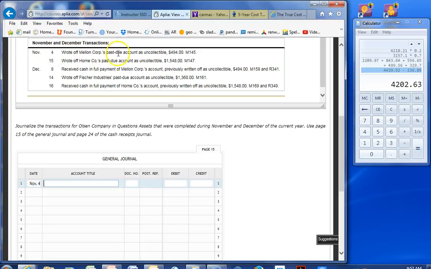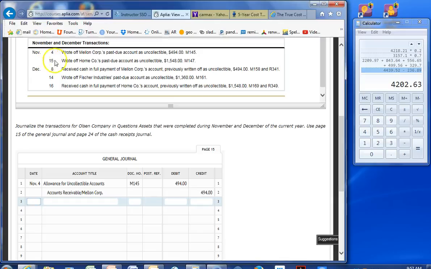Okay, November 4th. Wrote off Mellon Corp's past due accounts as uncollectible. So allowance for uncollectible accounts. We have memorandum 145 and our debit is 494. That matches up with accounts receivable / Mellon Corp. And that would be a credit of 494.